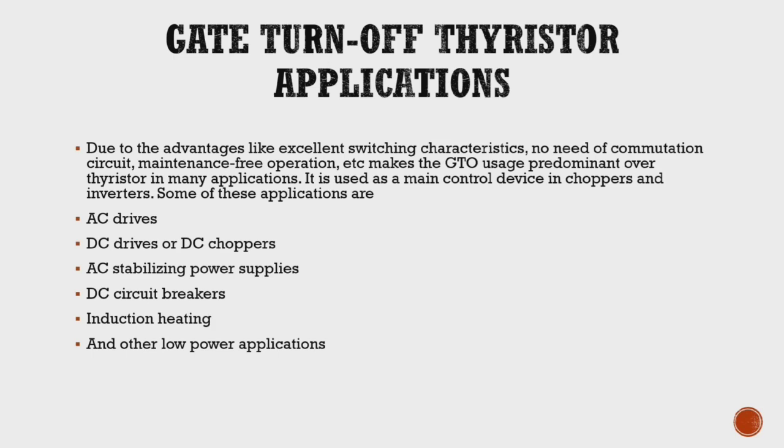Gate turn-off Thyristor application. Due to advantages like excellent switching characteristics, no need of commutation circuit, maintenance-free operation, etc., GTO usage is predominant over Thyristor in many applications. It is used as a main control device in choppers and inverters. Some of these applications are AC drives, DC drives or DC choppers, AC stabilizing power supplies, DC circuit breakers, induction heating, and other low power applications.